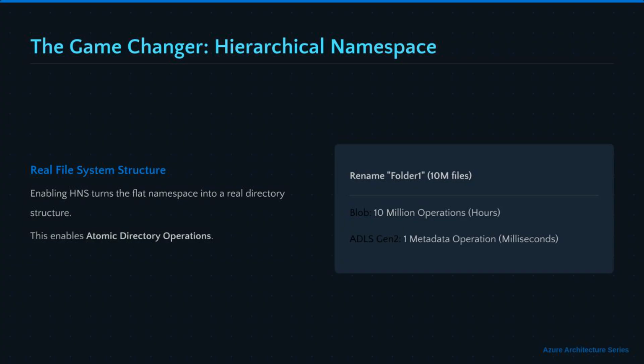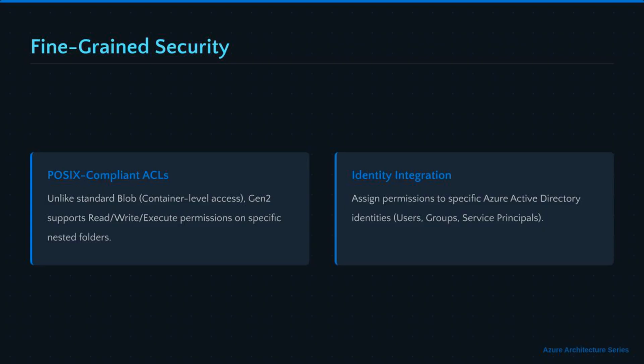Furthermore, because it's a real file system, ADLS Gen 2 supports POSIX-compliant access control lists. In standard blob storage, you usually control access at the container level. It's all or nothing. In Gen 2, you can set read, write, and execute permissions on specific nested folders for specific Azure Active Directory identities, just like you would on a Linux server.